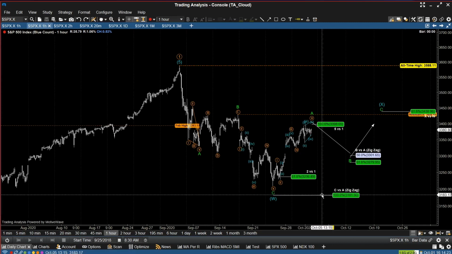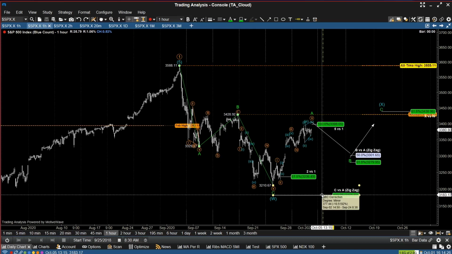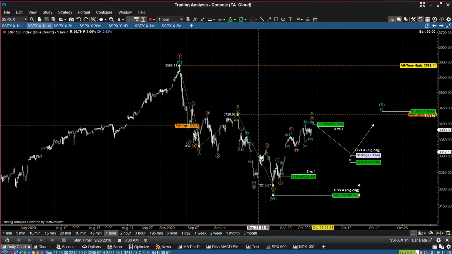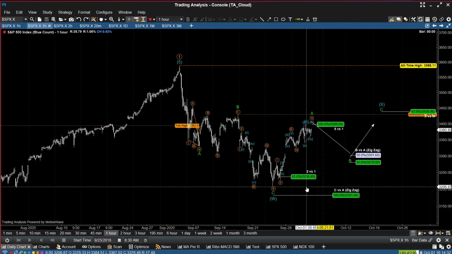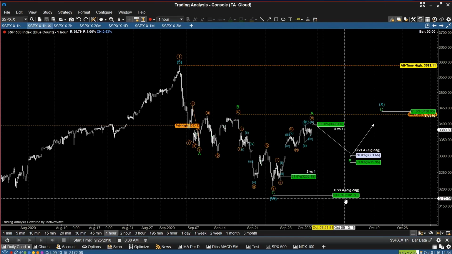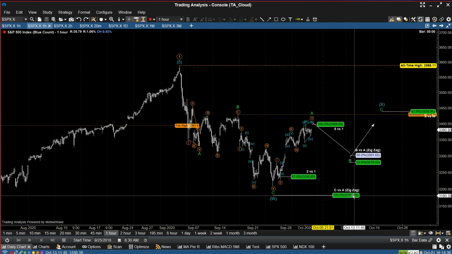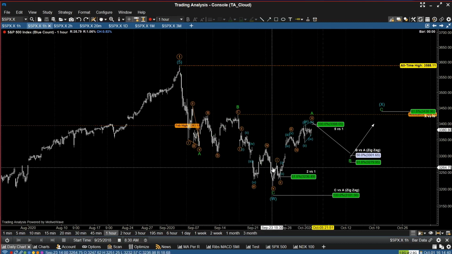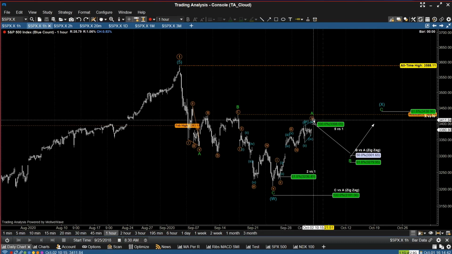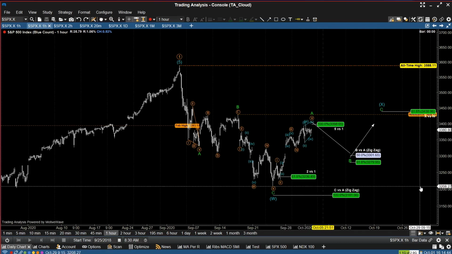You'll see, though, that the correction so far has simply been a three-wave pullback. And this three-wave pullback took us just shy of equality. The low was around 32.09. Equality was represented at 31.81. So that's absolutely fine. And we're now printing what appears to be an impulsive 5-wave trend.